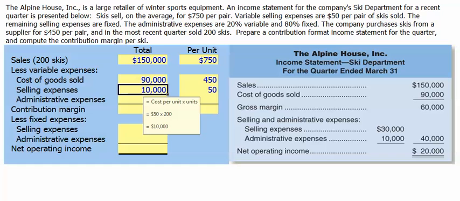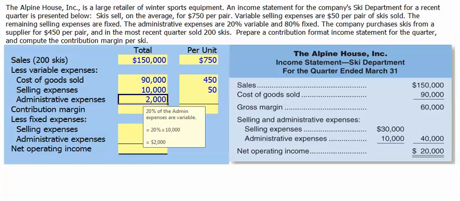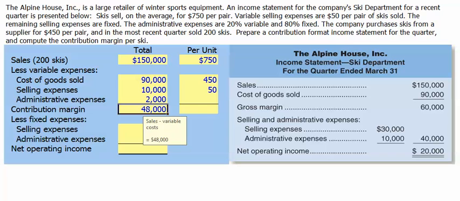Our administrative expenses were given on our normal income statement, and we're told that they were $10,000 and that 20% of the administrative expenses are variable. This means the variable portion of our admin expenses is $2,000, which gives us then a contribution margin of $48,000. This is our total sales revenue of $150,000 minus our cost of goods sold of $90,000, minus our variable selling expenses of $10,000, minus our variable admin expenses of $2,000.